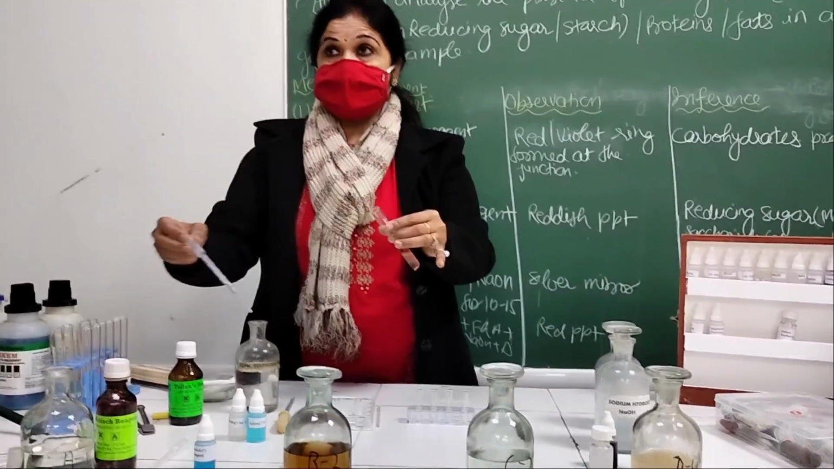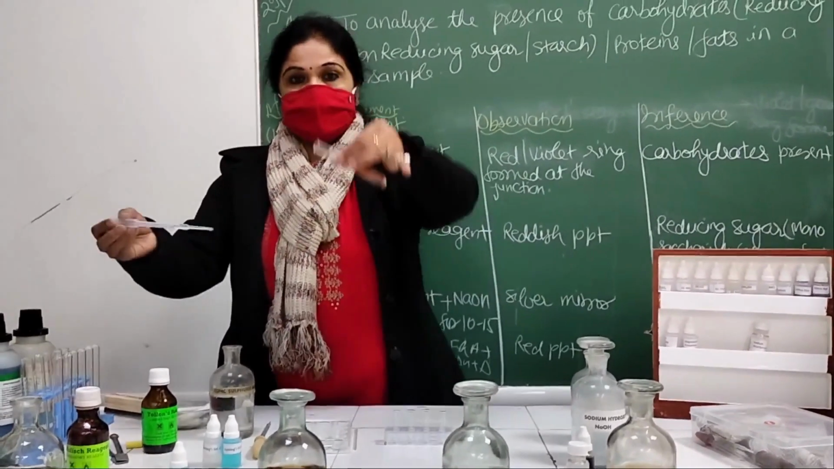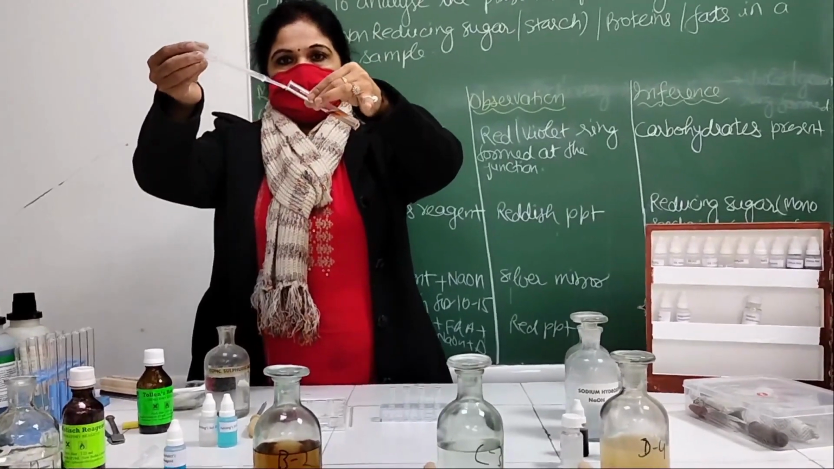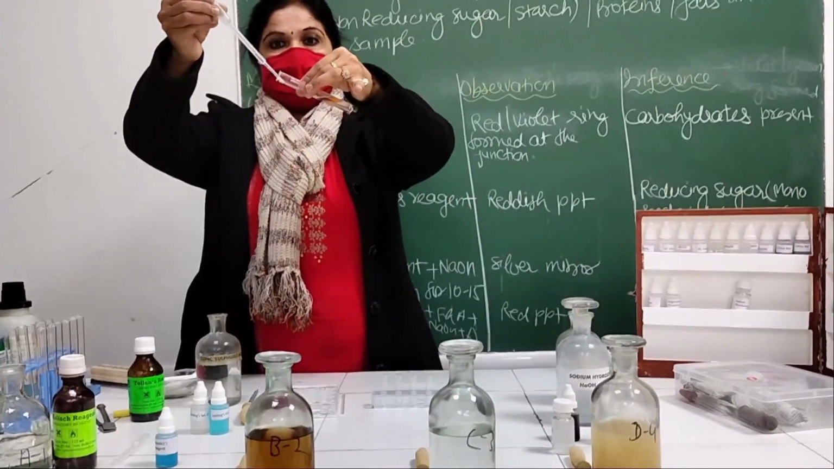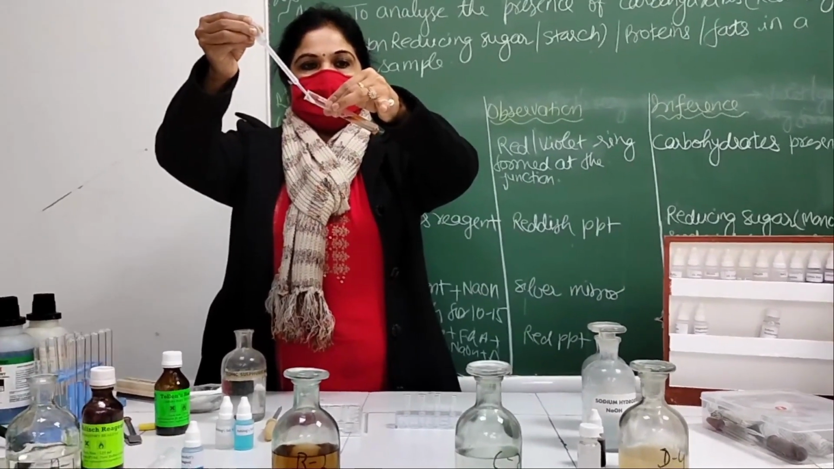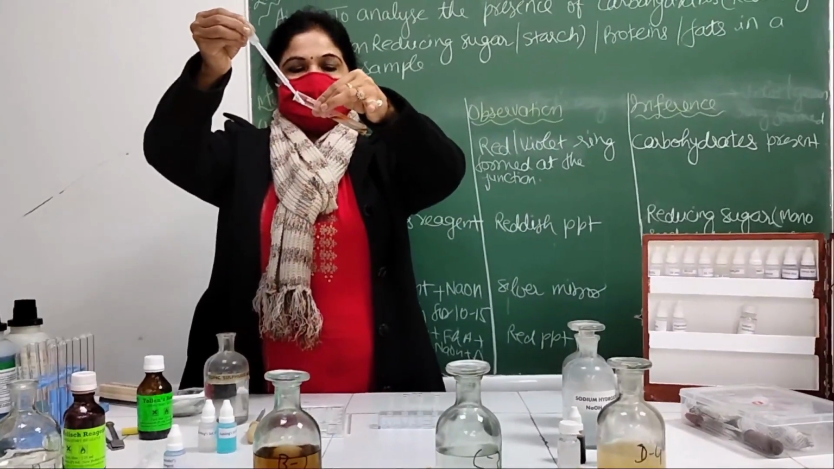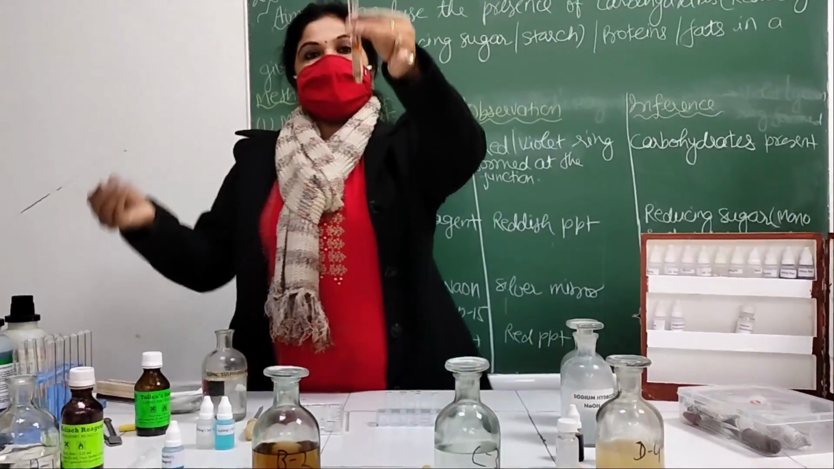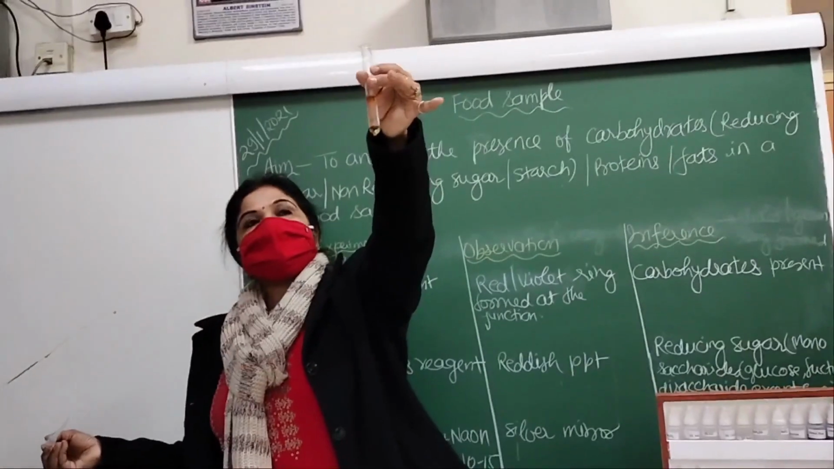And take great precaution with concentrated sulfuric acid. How to add: tilt the test tube and add along the side of the test tube drop by drop, at least 1 ml you can add. As soon as you are adding, I think you are observing also, something is coming. Is the ring formed or not?